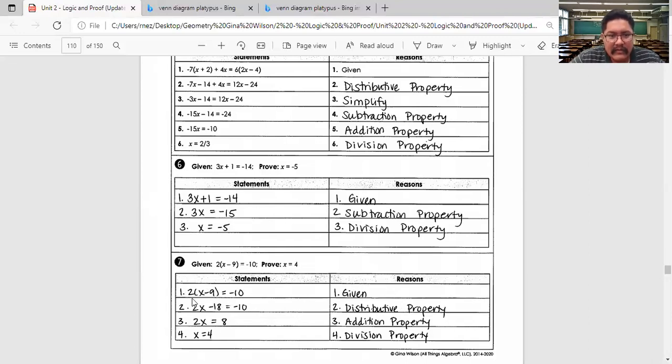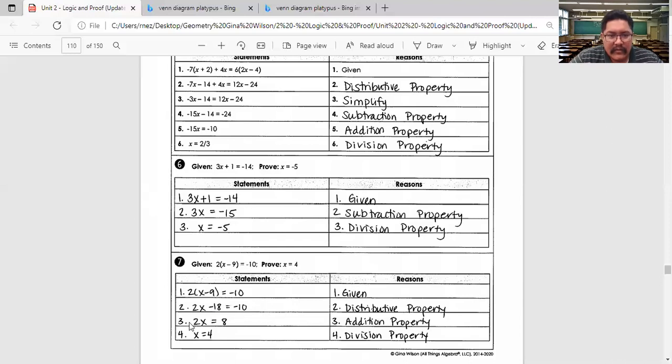So we take care of parentheses first, then do addition and subtraction. In this case, it looks like we're adding 18 to both sides. So add 18 to both sides. That cancels this negative 18, but it also changes this to 8.